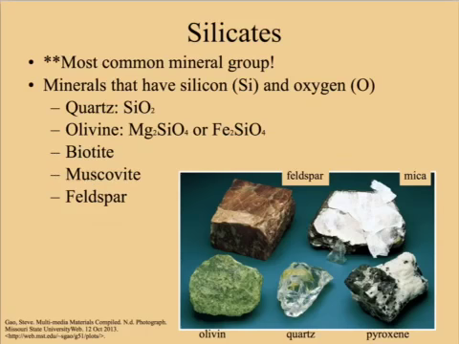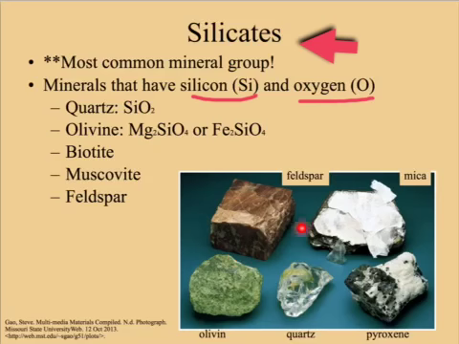Next, we're going to talk about mineral groups. The first mineral group are the silicates. This is the most common mineral group out of all the groups. In order for a mineral to be a silicate mineral, it has to have silicon and oxygen in its chemical formula. So quartz has silicon and oxygen. Olivine has silicon and oxygen. Biotite, muscovite, and feldspar will also have silicon and oxygen.